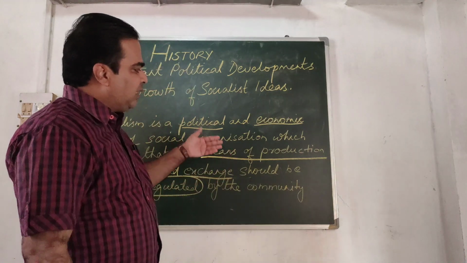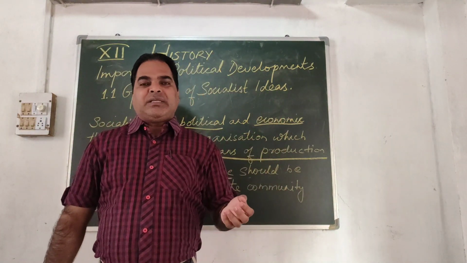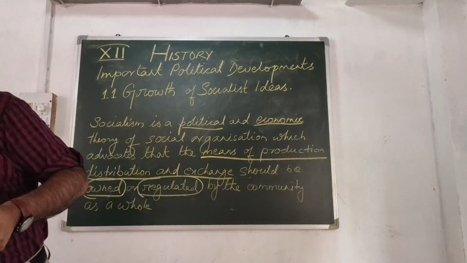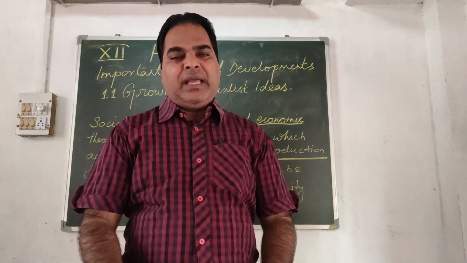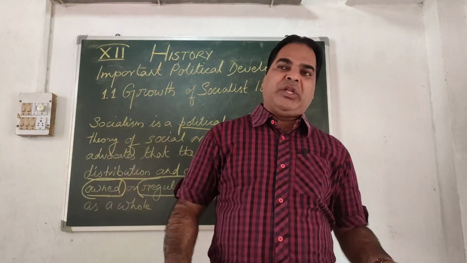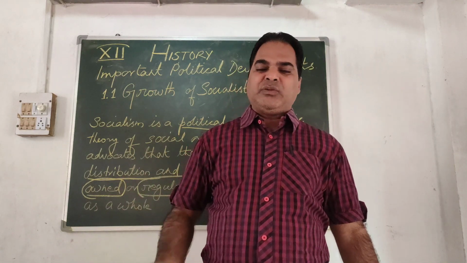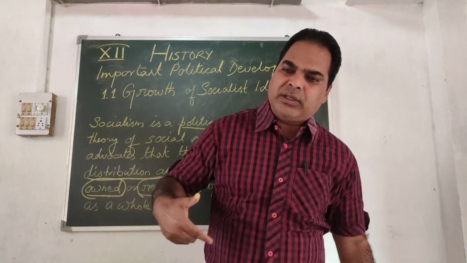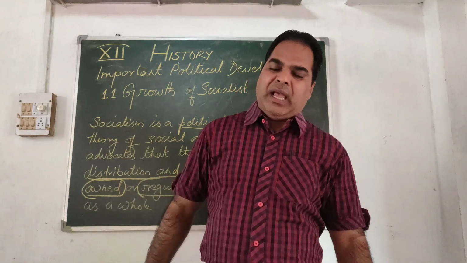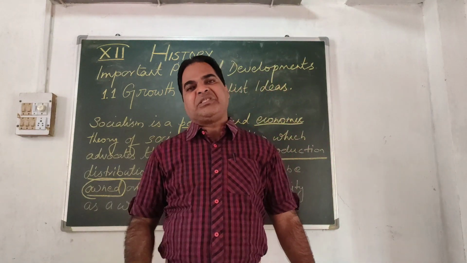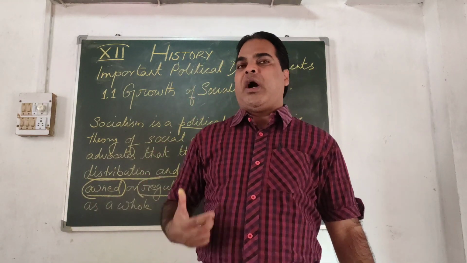But in order to understand this more clearly, you need to know about capitalism. Capitalism is an economic and political system in which the means of production is in the hands of a single person. So in a capitalist system, the rich become richer and the poor become poorer. That means one single person will hold the entire means of production, and the entire wealth will be concentrated in the hands of a capitalist, that is a single person.